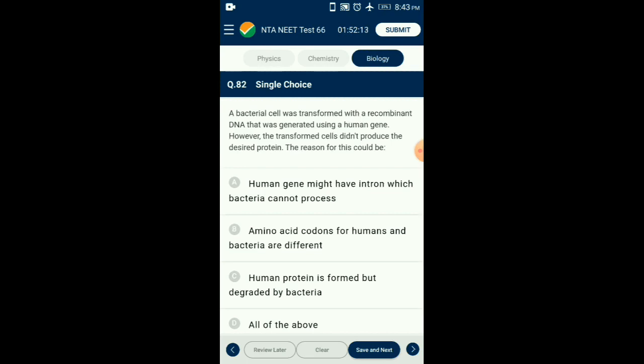Question number 82. A bacterial cell was transformed with a recombinant DNA that was generated using a human gene. However, the transformed cells did not produce the desired protein. The reason for this could be: intron sequences are removed in eukaryotes while bacteria do not have the mechanism for that and hence cannot produce the desired protein. So the answer is option A. Human gene might have intron which bacteria cannot process.